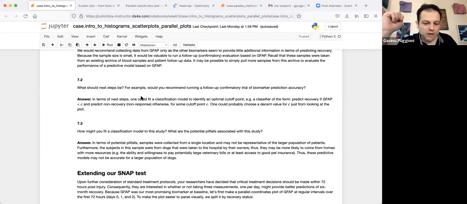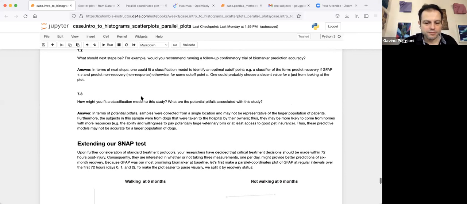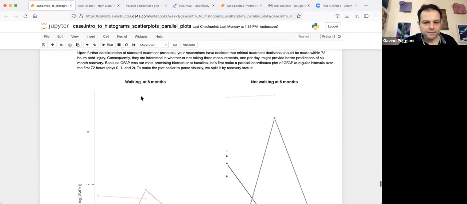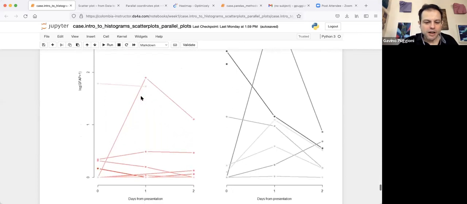Because GFAP was our most promising biomarker at baseline, let's first make a parallel coordinate plot of GFAP at regular intervals over the first 72 hours. Days 0, 1, and 2. To make the plot easier to parse visually, we split it by recovery status. So now you have, for GFAP, 3 different measurements: at the day of the injury, 1 day after, and 2 days after.